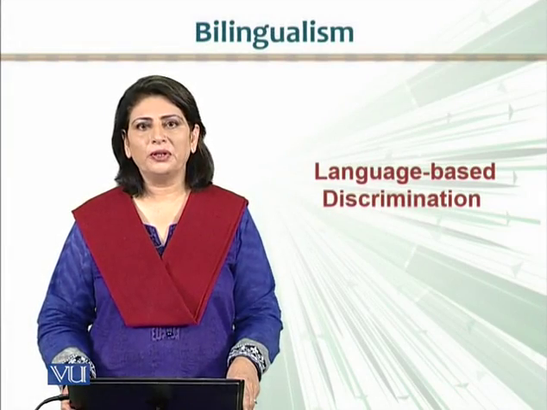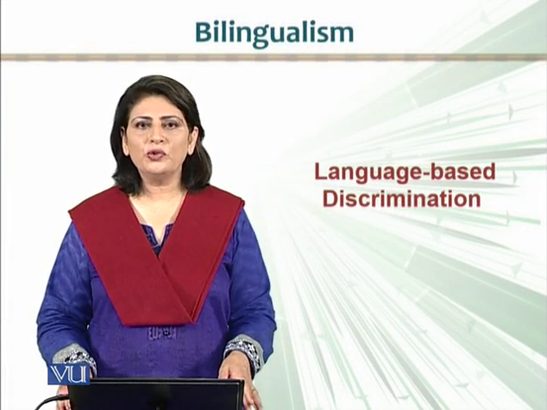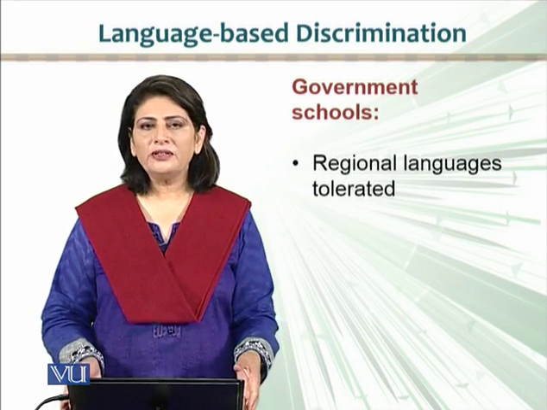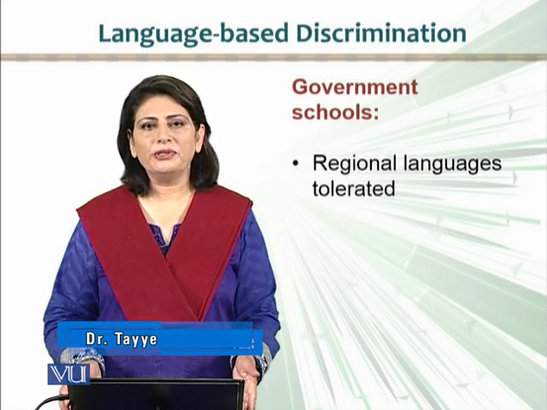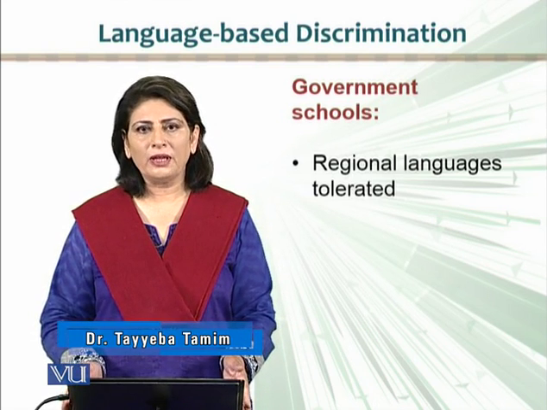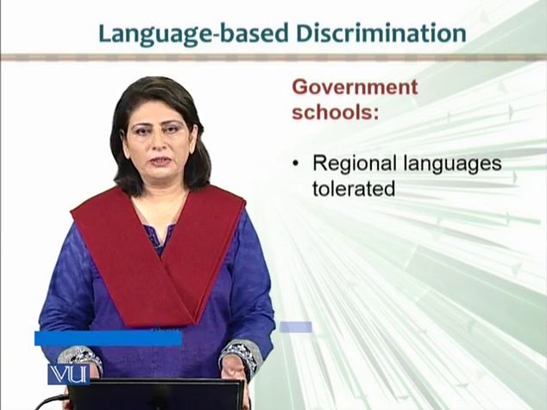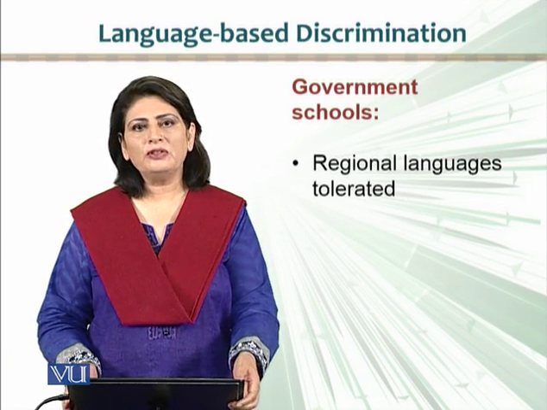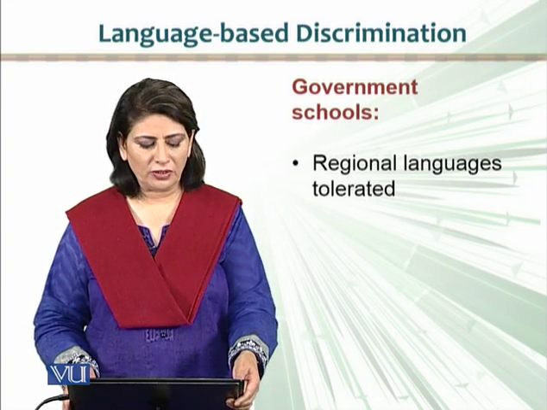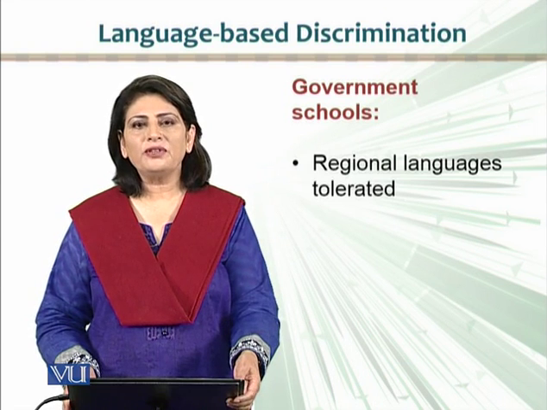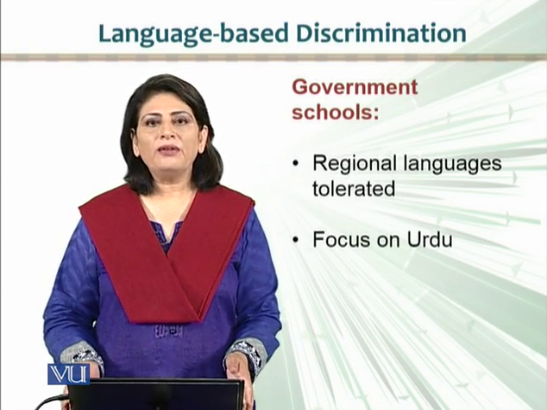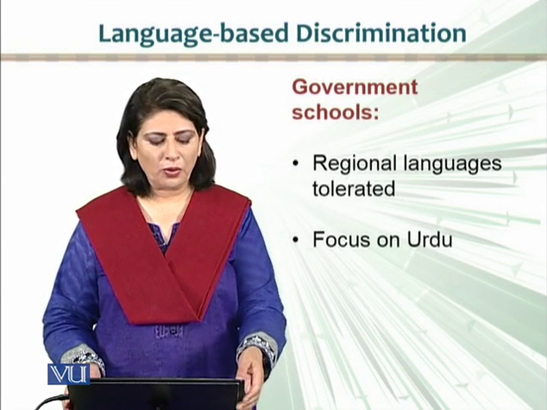Language-based discrimination. Now let's see how the two school systems were treating different languages. So you had these government schools in which the medium of instruction was Urdu, but when children spoke in regional languages, any local languages, they were tolerated. So often the teachers themselves would revert to a regional language when explaining something to the students. And in any case, if the students were using a regional language, they were not stopped.